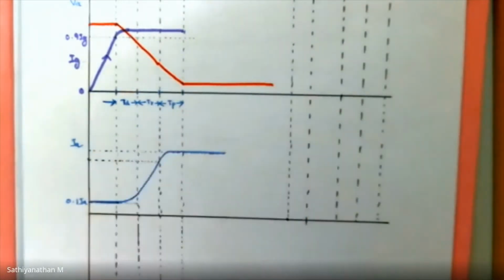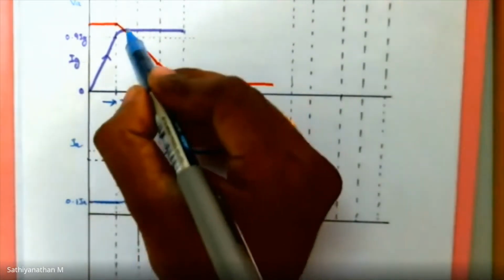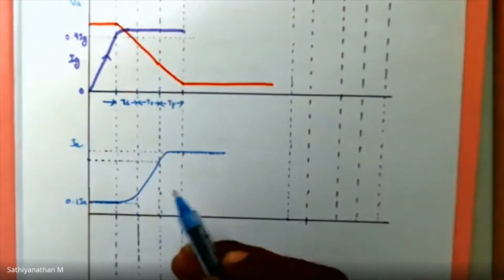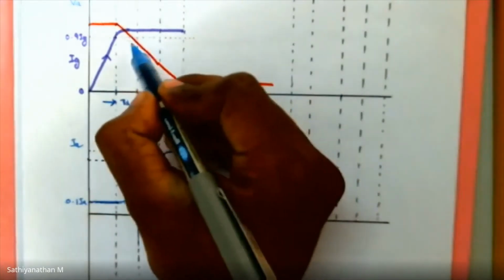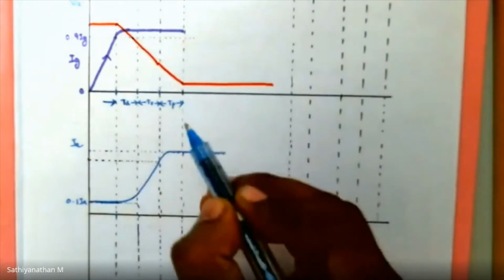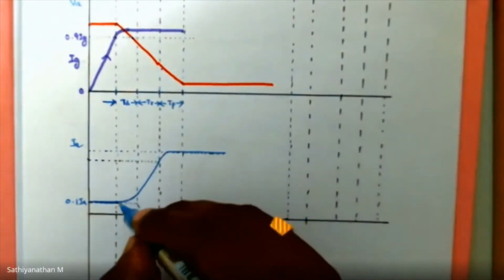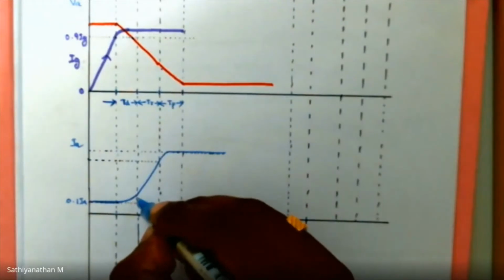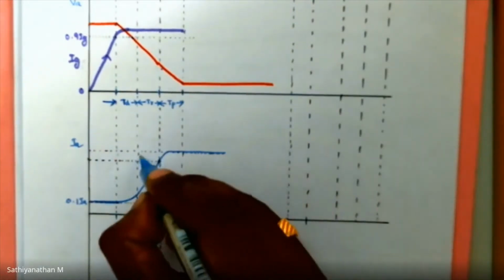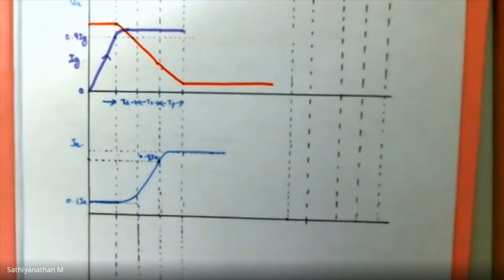During rise time, your anode voltage falls from 0.9 to the minimum value, and your anode current increases from 0.1 to 90% during rise time.